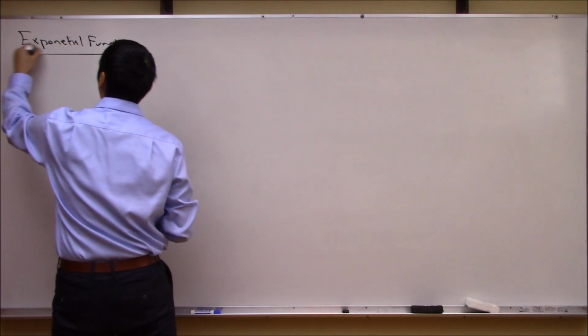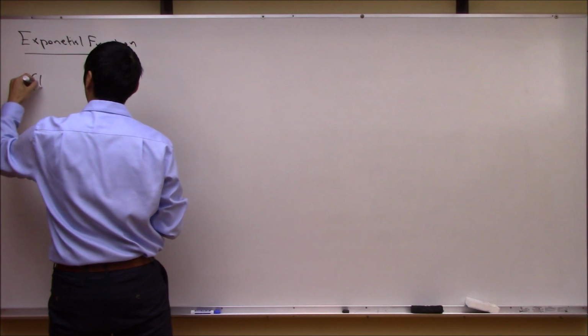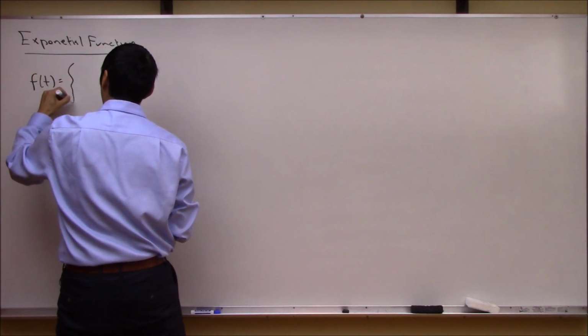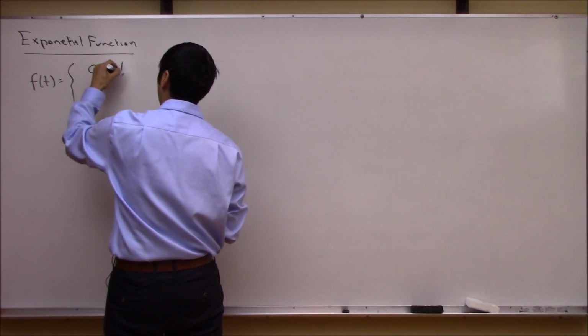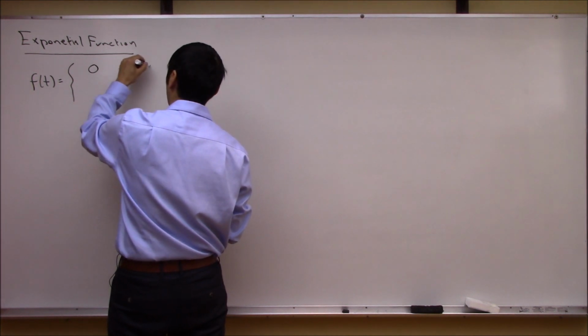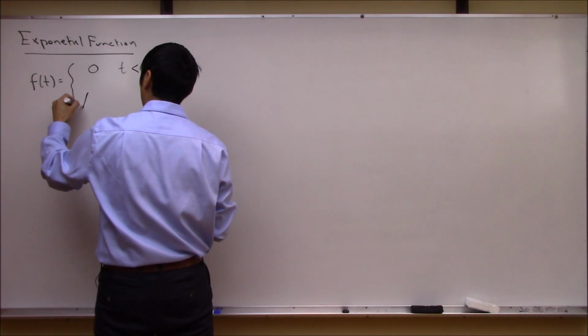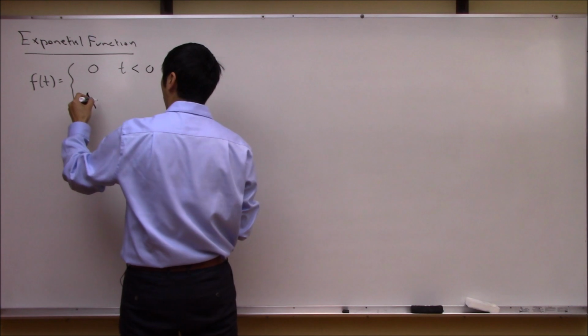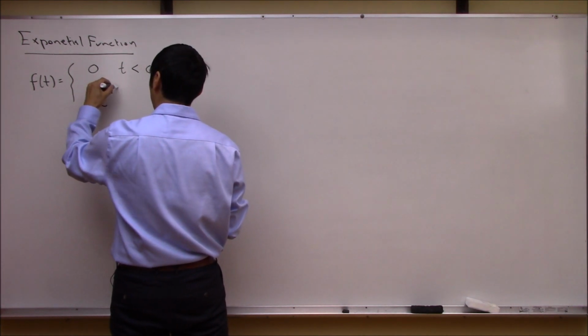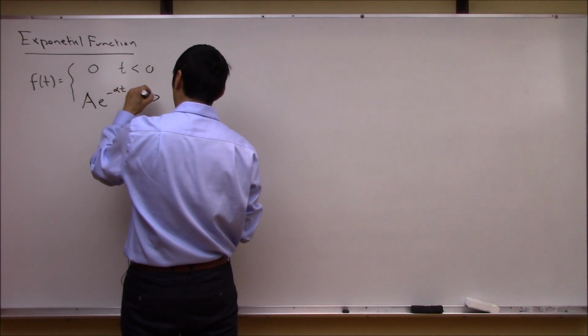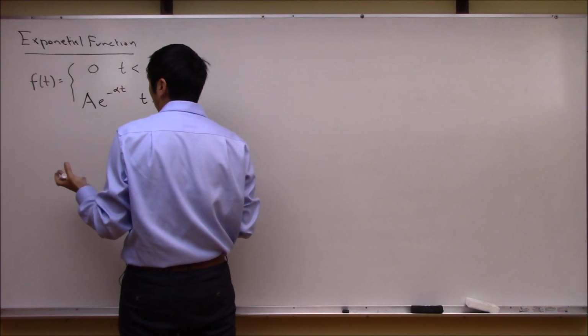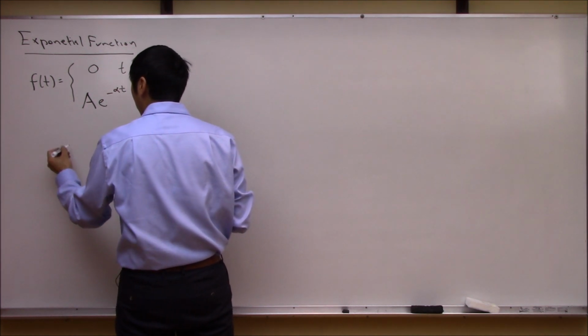So this is your typical exponential with the small modification that we talked about earlier. We're going to assume that this thing is 0 when t is less than 0. But otherwise, it's your typical exponential. Let's parameterize it with a capital A e to the minus alpha t when t is greater than or equal to 0.